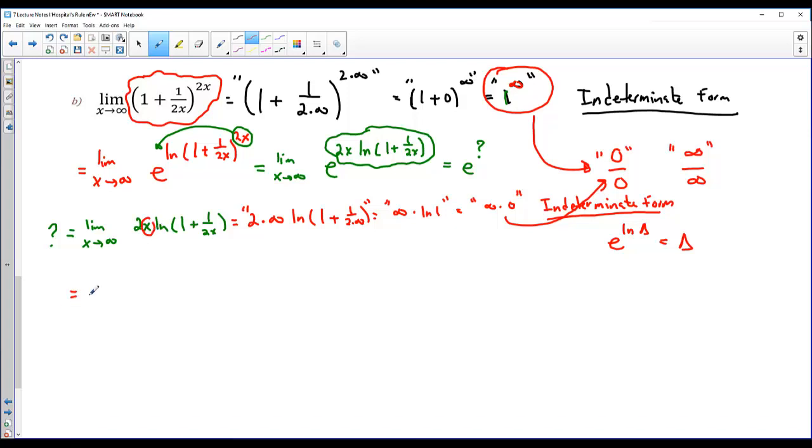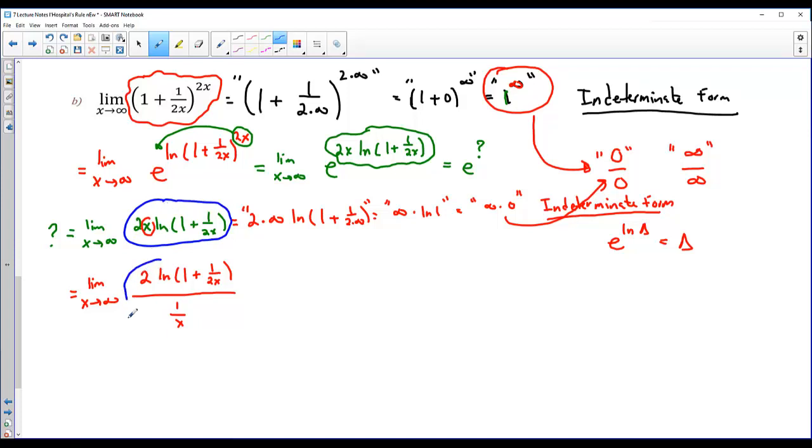So what I can do is rewrite this as the limit as x goes to infinity of 2 ln of 1 plus 1 over 2x, and then divided by, not divided by x, because that would change the expression, but divided by 1 over x. Remember, these two things right here are exactly the same, especially when you're talking about limits. And so here, if you multiply by the reciprocal, you get this back.